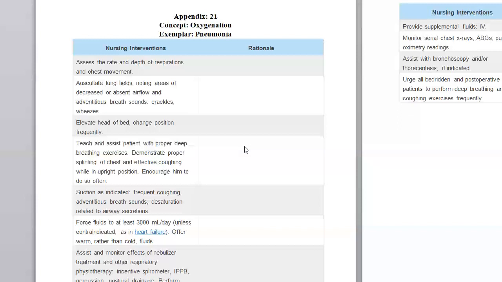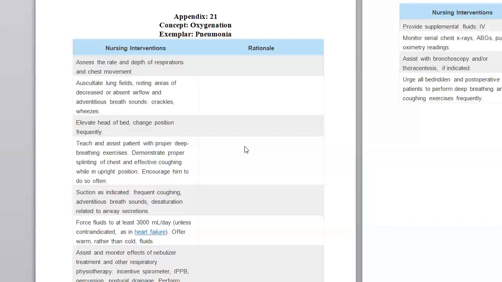Suction as indicated: frequent coughing, adventitious breath sounds, desaturation related to airway secretions. It stimulates coughing or mechanically clears the airway in a patient who isn't able to do so because of an ineffective cough or decreased level of consciousness. Sometimes we do have to get in there and help these patients, but it should be done under supervision, or if you have some basic knowledge and experience in suctioning. Remember, as we suction out secretions, we also suction out the oxygen, and we want to be very careful.